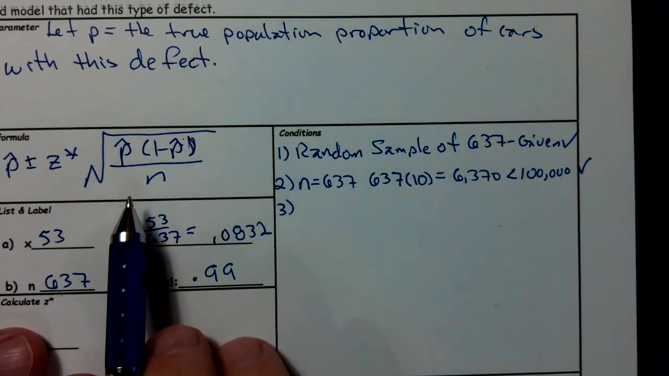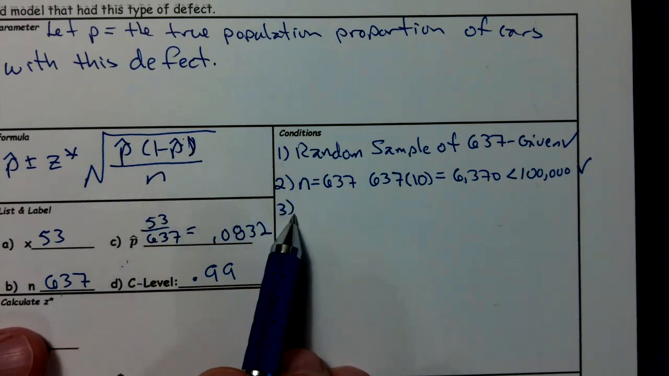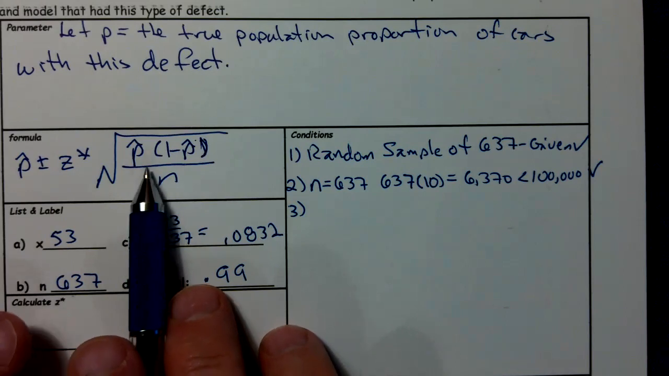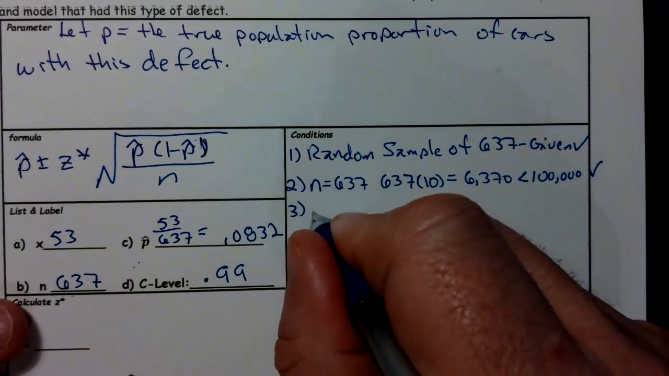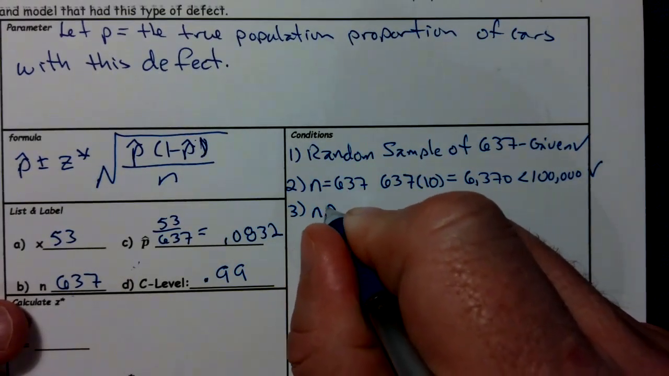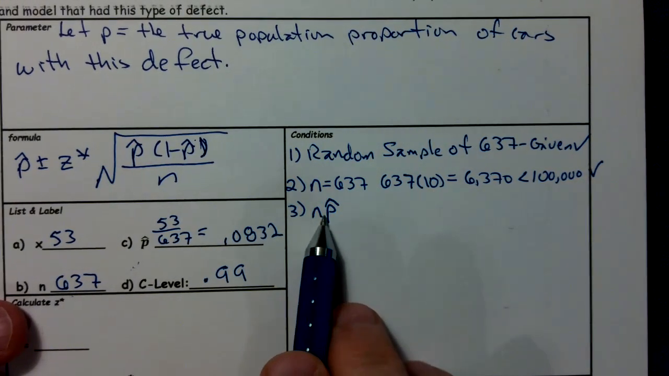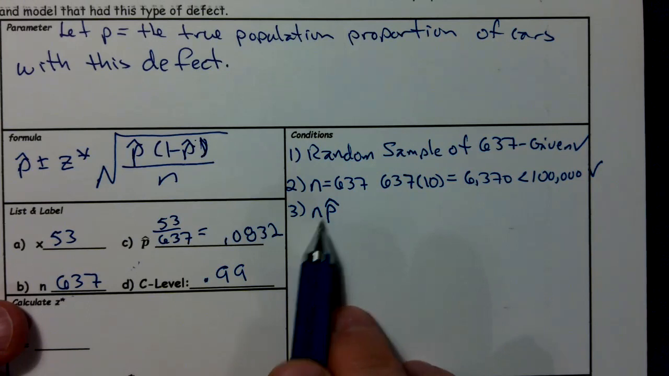So when we were doing the hypothesis test, normality was based on np. We don't know what p is on the confidence interval. We're using p hat because we're trying to estimate np, so we have to use n p hat. Make sure that this one's n p hat. The hypothesis test is np.